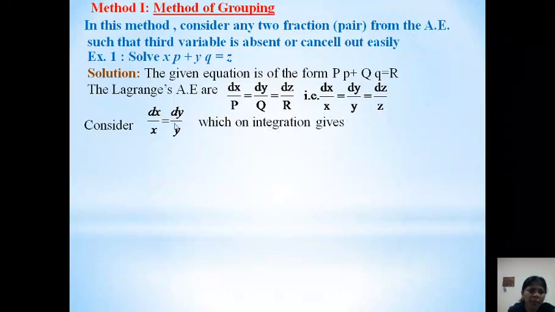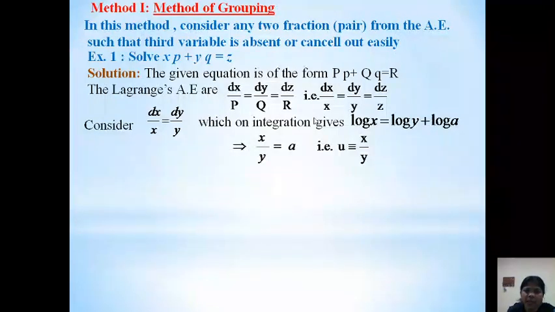Now this is a variable separable form, so just integrate. What is the integration of 1 by x? It is log x. Integration of 1 by y is log y plus log a. Now integrate this, so what we get? So log x minus log y equal to log a. So log of x by y equal to log a. Log will get cancelled, you will get x by y is equal to a.